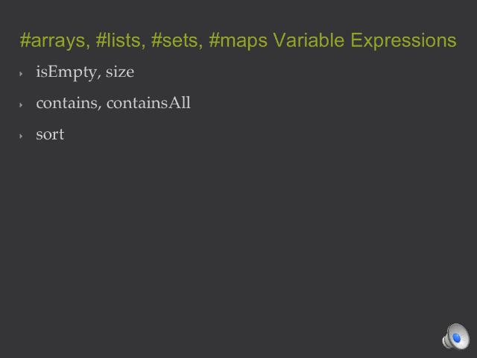We've got arrays, lists, sets, and maps. They all have pretty much the same thing, to where you can check to see if things are empty, which is very handy with conditional operations. You might want to say, if my product result list is empty, then show this message saying no products found. Otherwise, loop through my products and render them. You can do sorting and contains.